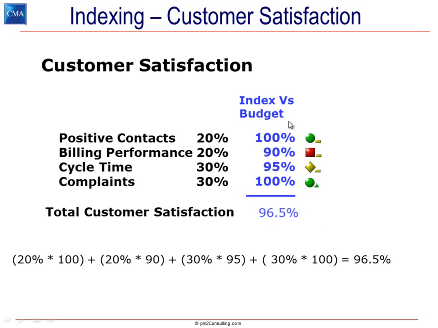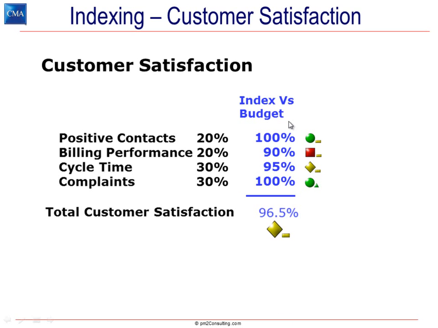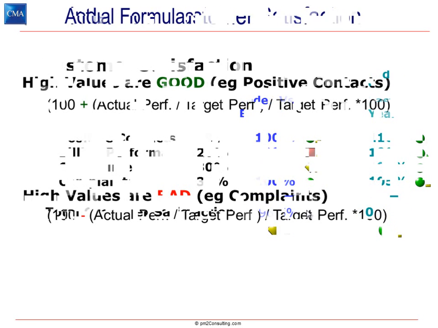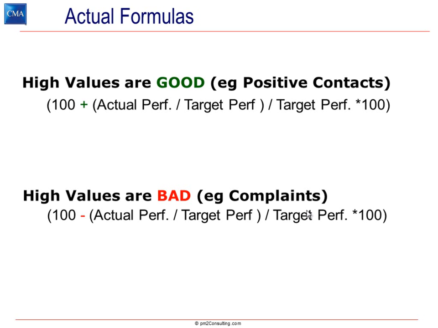Now, if we're going to compare it to something else, let's say last year, using the same mathematics, we can see that we're 104% of last year. So overall for customer satisfaction, we're performing at 96.5% of target or budget and 104.4% of last year. Pretty straightforward. The only trick is actually calculating that percentage performance.